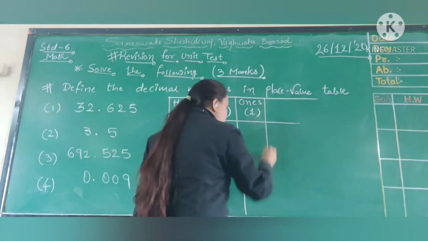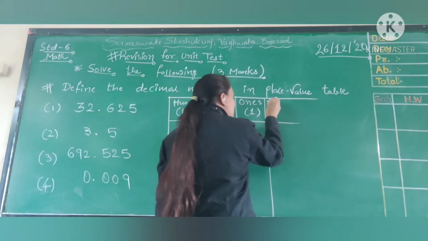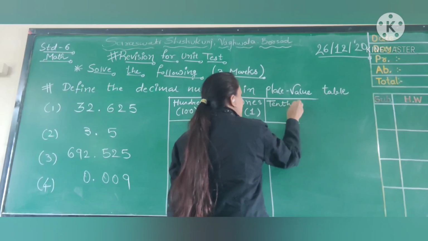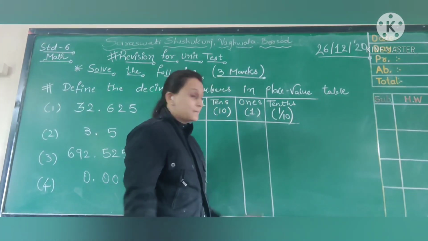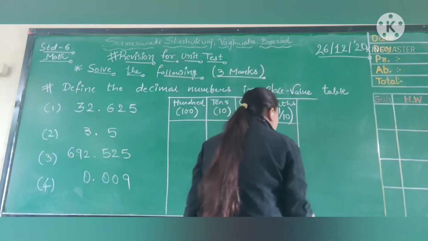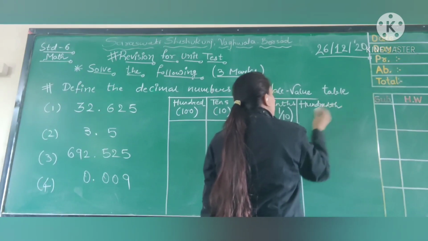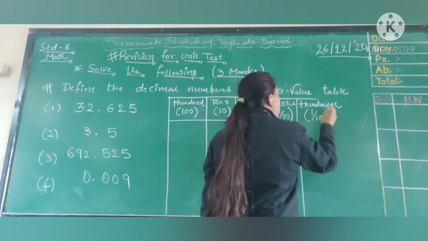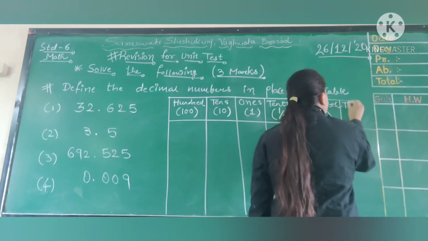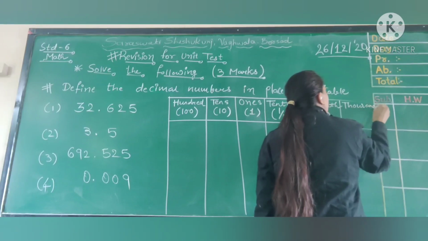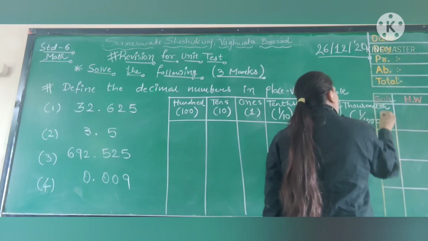Now after the decimal, the digits are known as decimal places. That is the tenths place, the place of 10, and it is defined by 1 upon 10. After that there is the place of 100, which is defined by 1 upon 100. And lastly we define 1000, which is defined by 1 upon 1000.